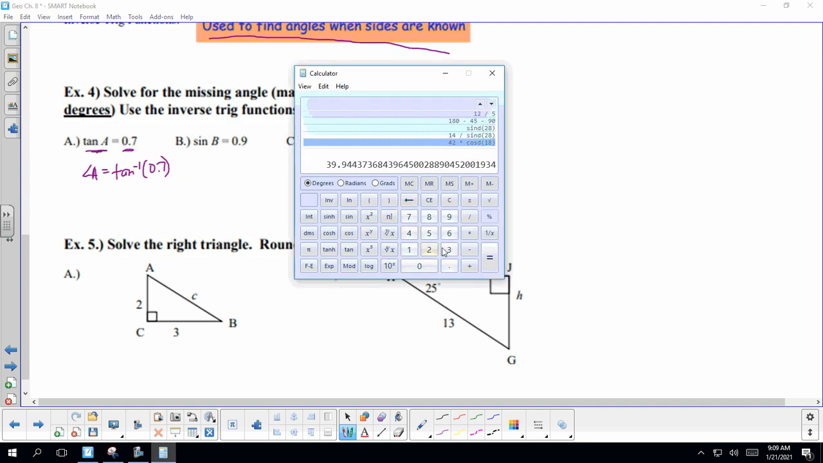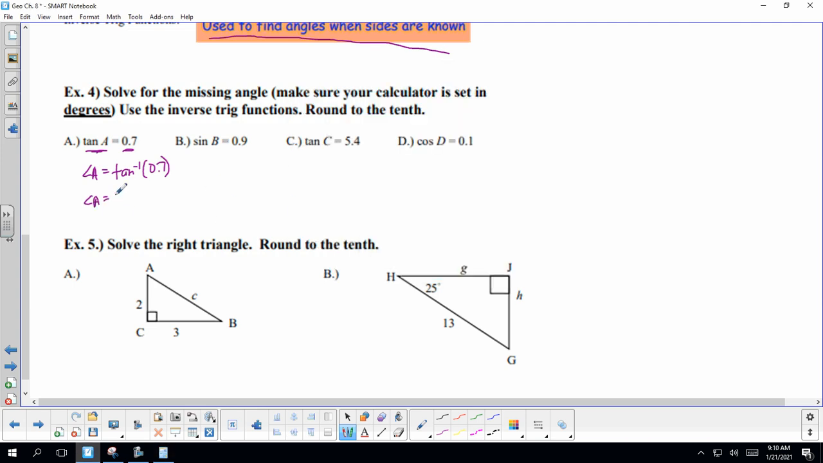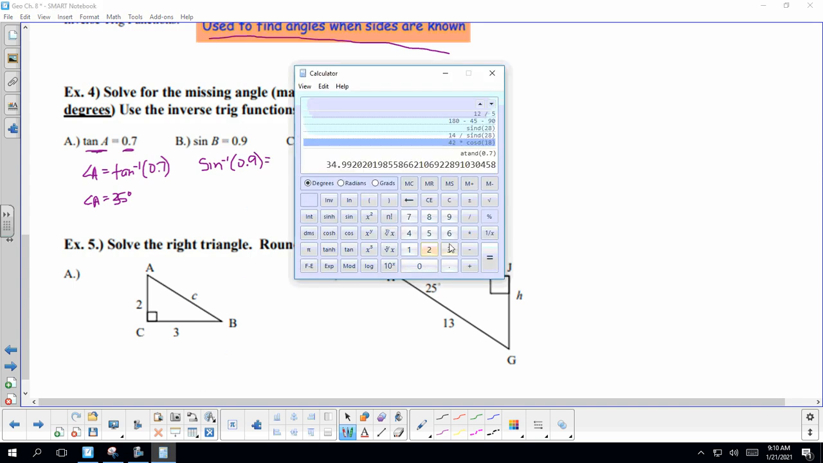My calculator likes the number first, and I have an inverse button. You guys might have a second. So you go inverse tangent. And so our angle is 35 degrees. So angle A is 35 degrees. Make sure you guys are in degrees. So if I want to find angle B, and I have that the sine is 0.9, I go 0.9 inverse sine, 64.2.